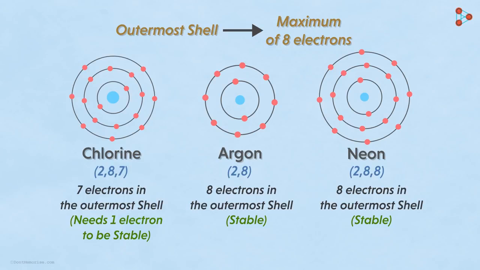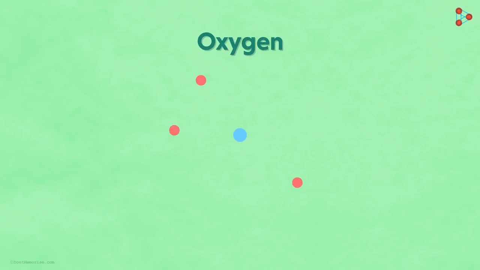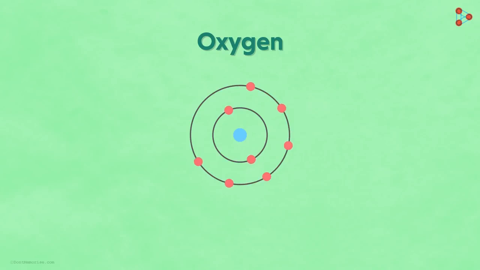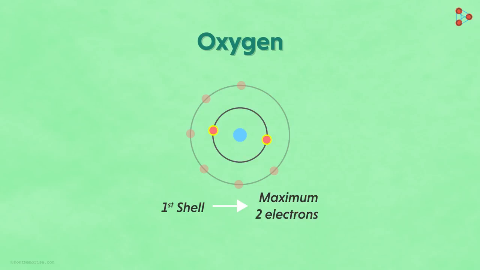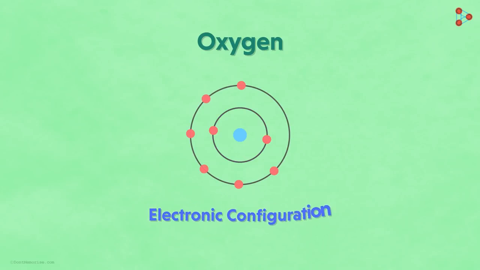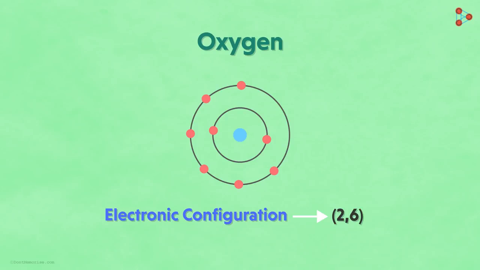However, it's not possible for all to have 8 electrons in the outermost shell. Imagine the case of oxygen. It has a total of 8 electrons. So can we just have one orbital around the nucleus containing all the 8 electrons? Absolutely not. In fact, according to the rule, we have to fill 2 electrons in the first and the remaining 6 electrons in the second shell, because the capacity of the first shell is a maximum of 2 electrons. So can we say that the electronic configuration of oxygen is 2, 6? That's right. But this indicates that oxygen does not have 8 electrons in the outermost shell.